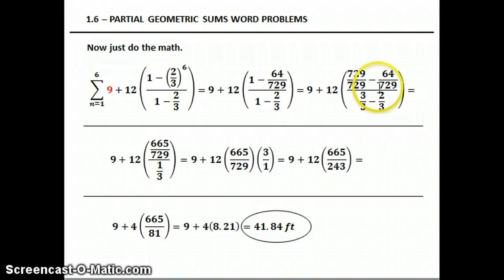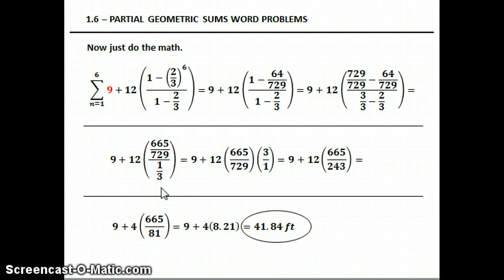And then we're going to come over here, and we can't subtract these without having common denominators. So if you have a common denominator, it's going to be 729 over 729. And I'll change this to 3 over 3 so we can easily subtract those. When we do that, we end up with 665 over 729 divided by 1/3.